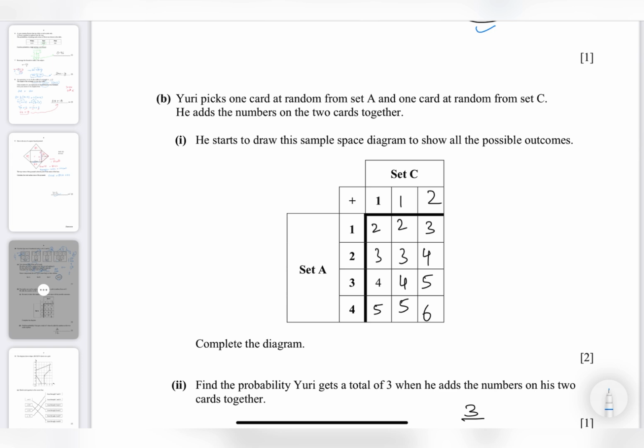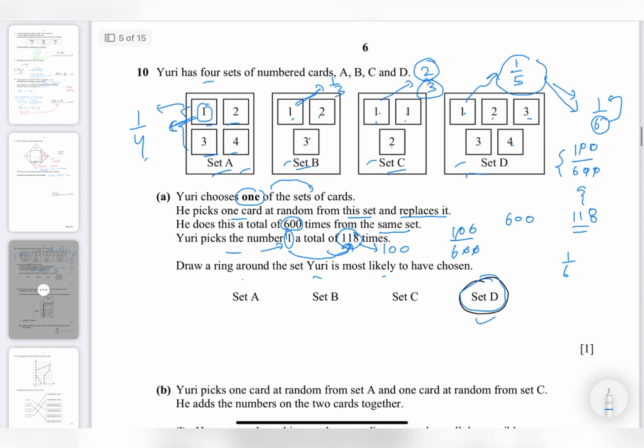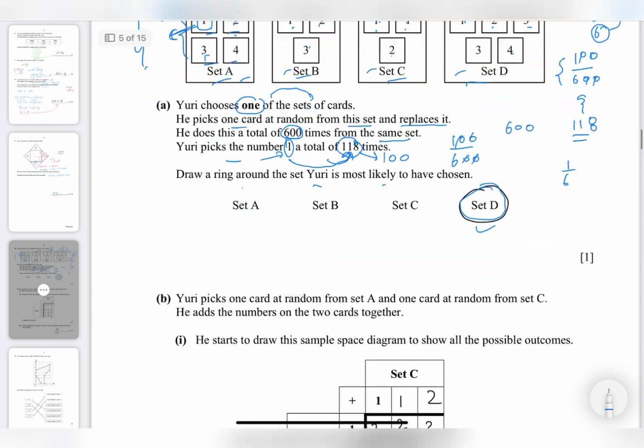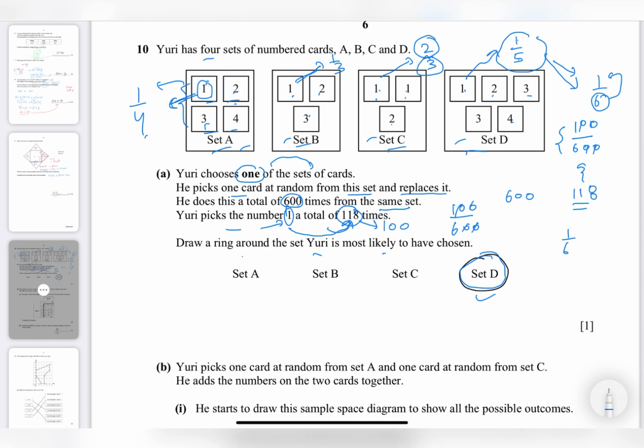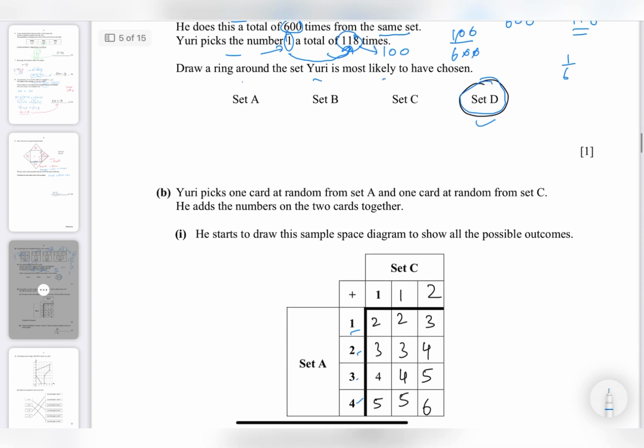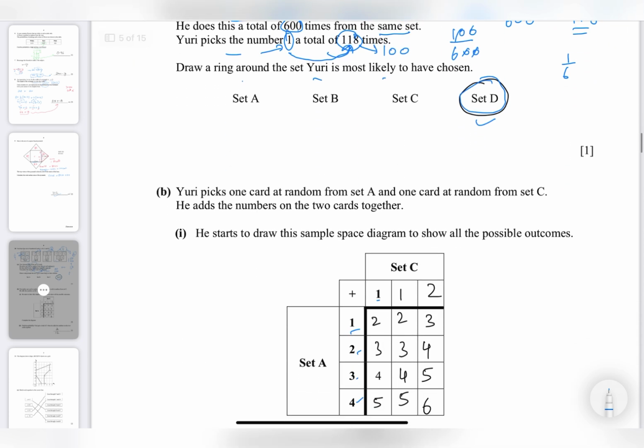Yuri picks one card at random from set A and one card at random from set C. He starts to draw the sample space to show all possible outcomes. Set A we have 1, 2, 3, 4. So we have written the numbers 1, 2, 3, 4. Set C we have 1, 1, 2. So I will write 1. 1 is written for us. We will write the other ones, 1, 1 and 2.